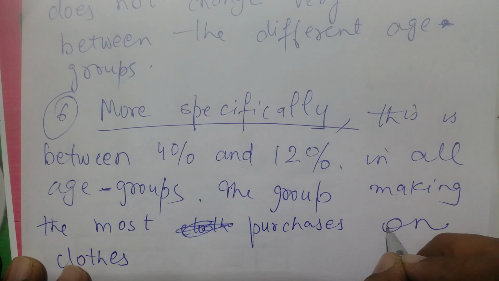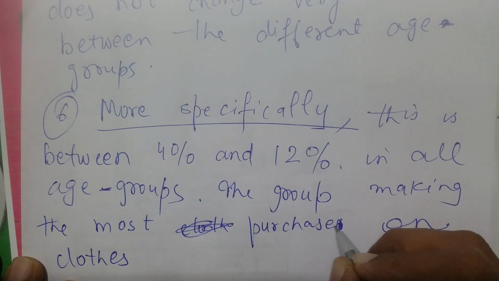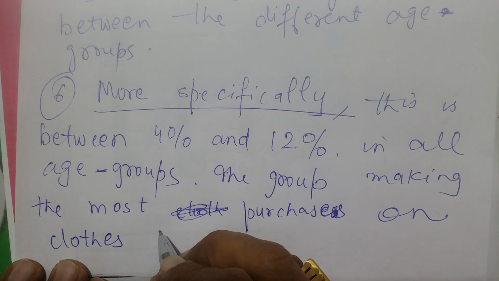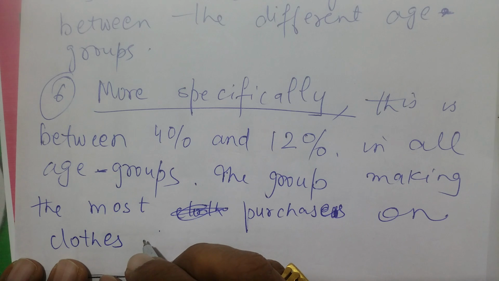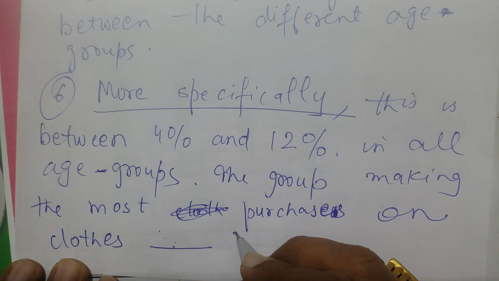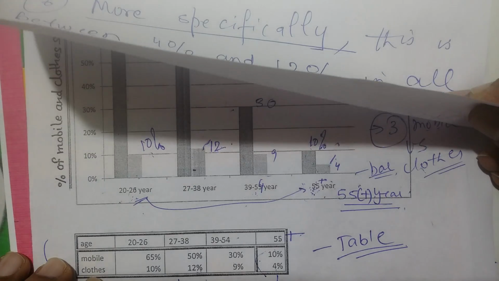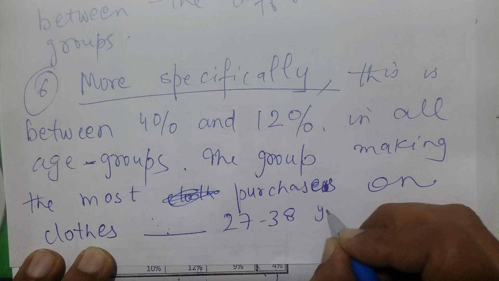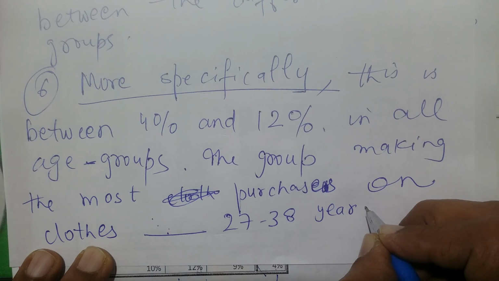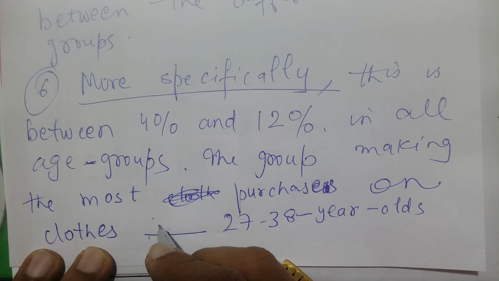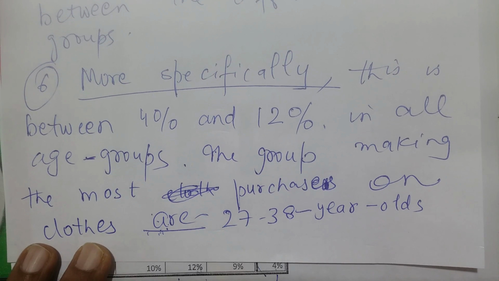Or we can say clothes purchases on clothes. Okay, most. Fine. So which group is it? Right. Now is or are. I'll write the age group. What was the age group? 27 to 38. 27 to 38 year olds. Right. So what do you think? Is or are? I think are.